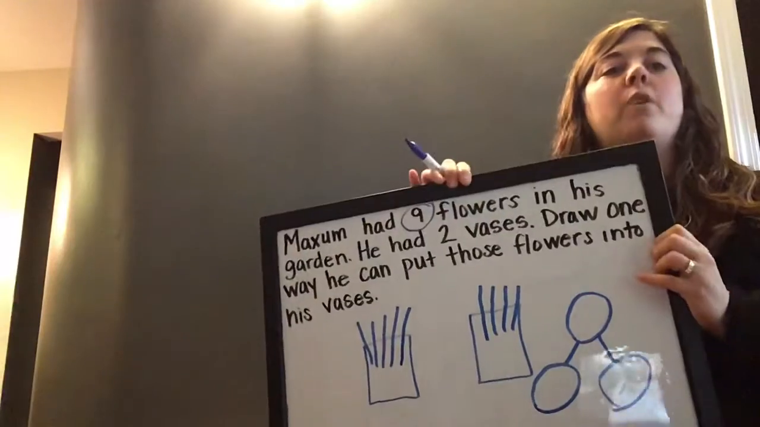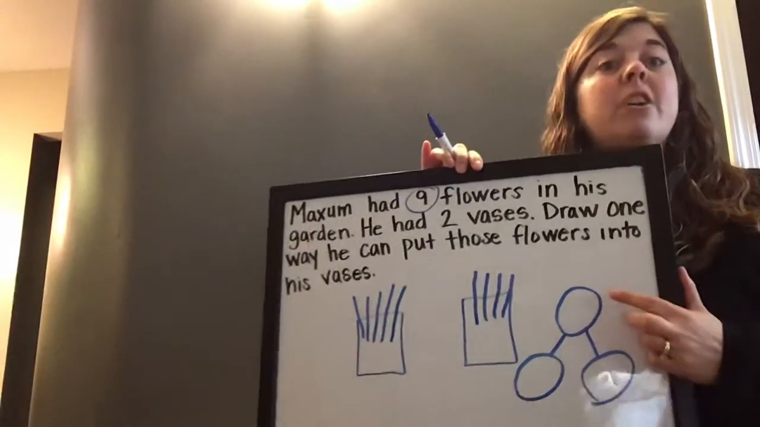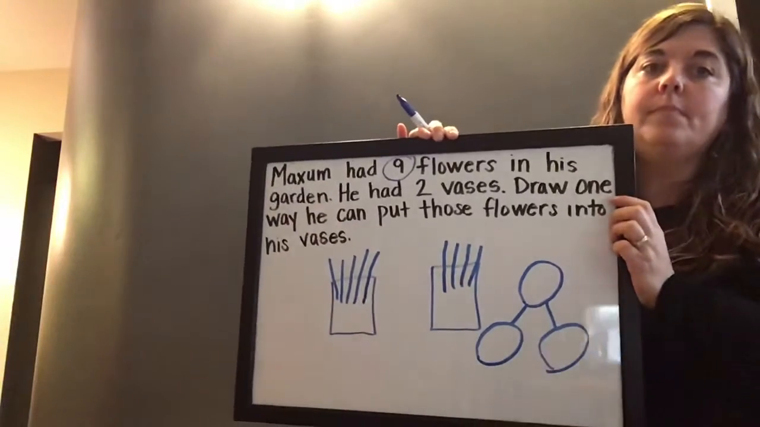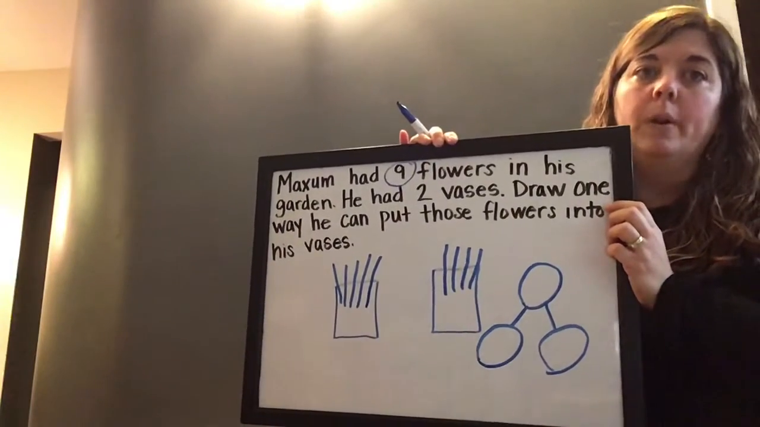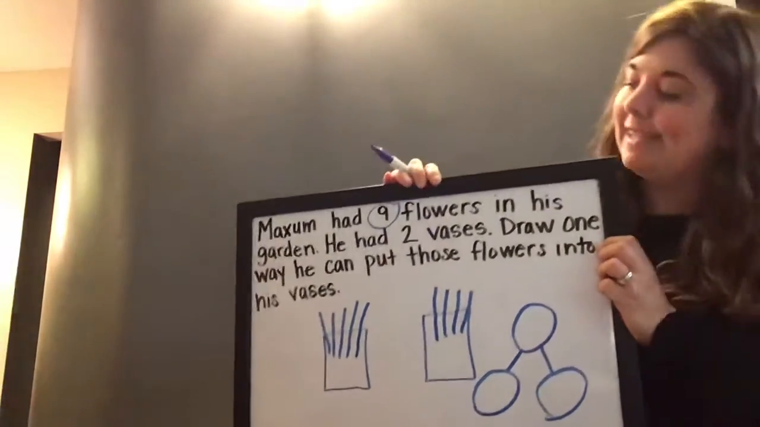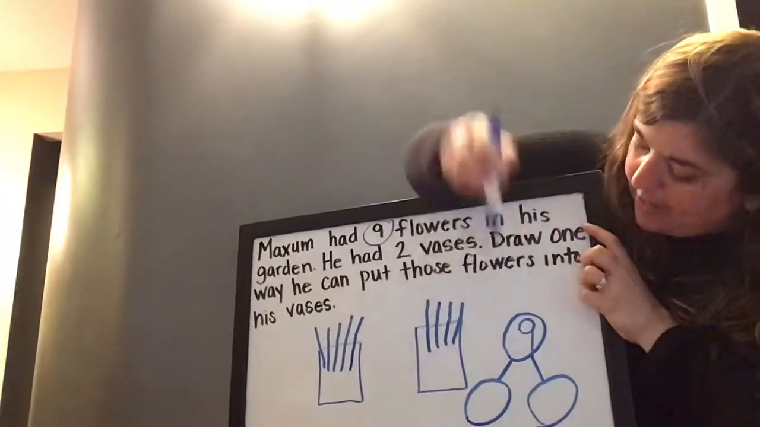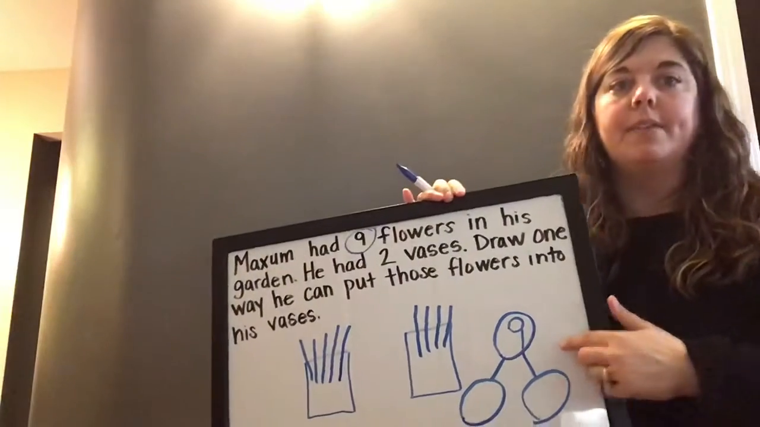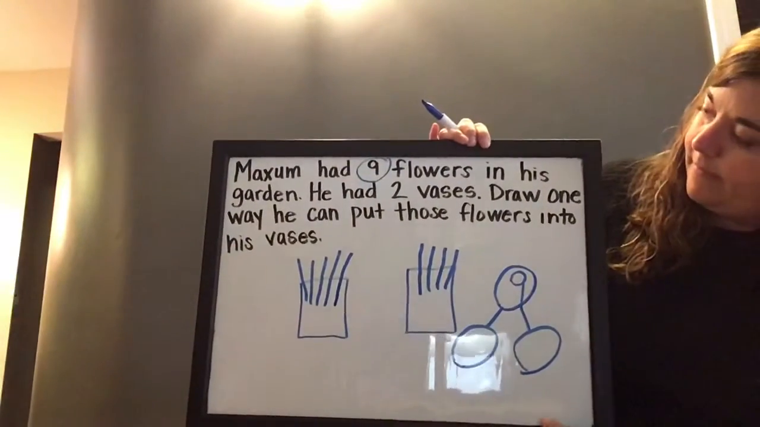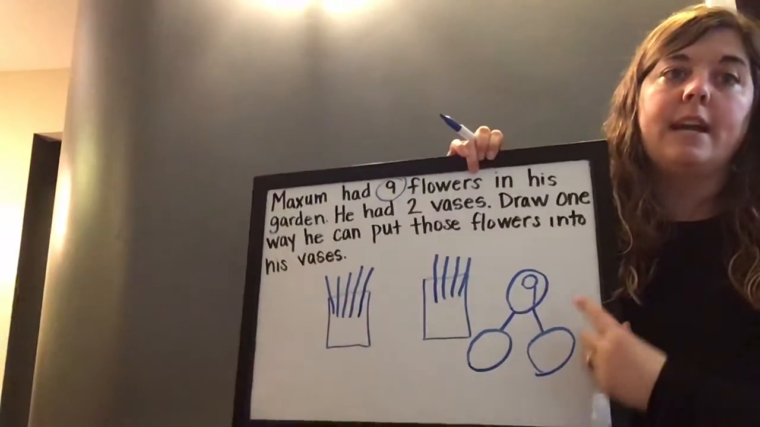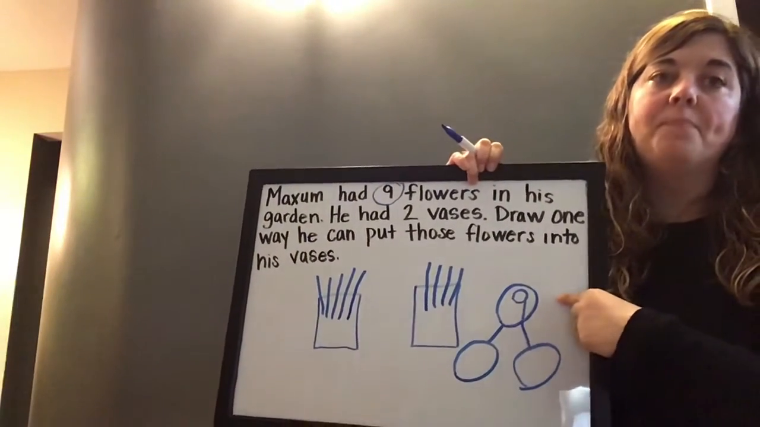And I want you to think about what our whole is that's going to go up here. We're all going to actually have the same whole, but we're going to have different parts. So what is our whole? Yeah, you got it. It's 9. So we are going to draw 9 because Maxim had those 9 flowers all together. All right, if you don't have your number bond and your 9 in the whole, go ahead and pause and catch up.